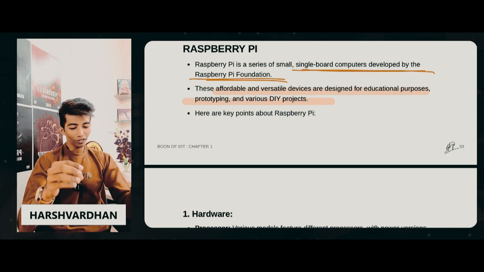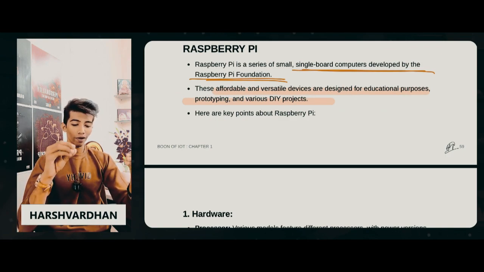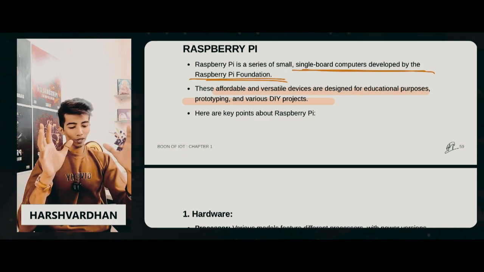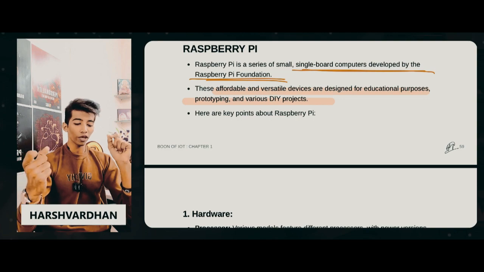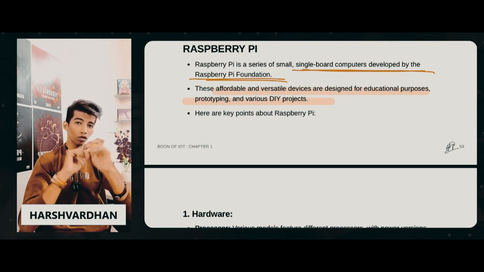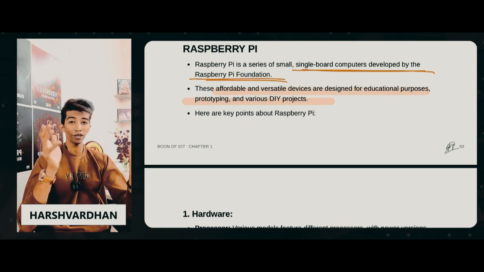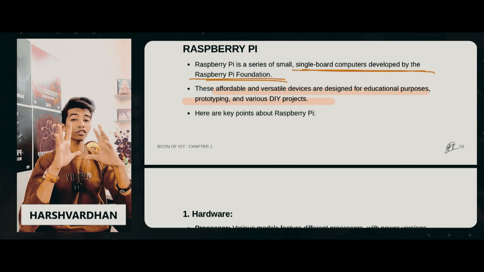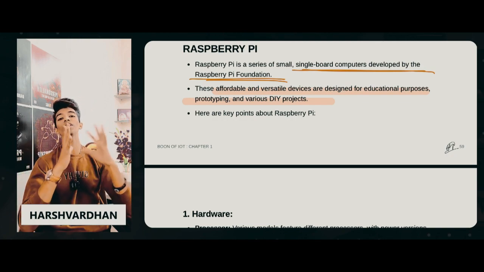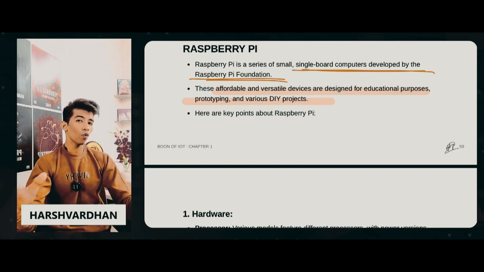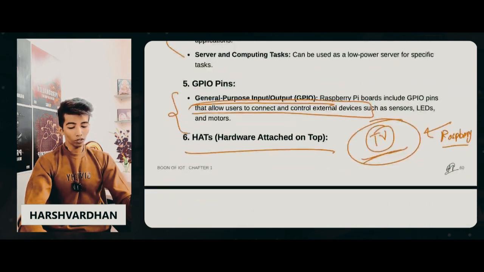Raspberry Pi, you can say, is a single board computer developed by the Raspberry Pi Foundation. These are affordable, versatile devices designed for educational purposes, prototyping and various DIY projects. Now, Raspberry Pi is more advanced because it contains its own network port. You can even connect Ethernet to it, which you can't do with Arduino. Second, a separate OS, Raspbian OS, is there in Raspberry Pi, whereas Arduino doesn't contain any kind of OS, right? So these were the things.